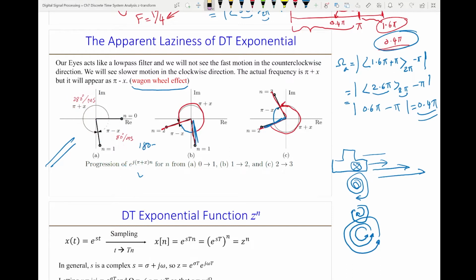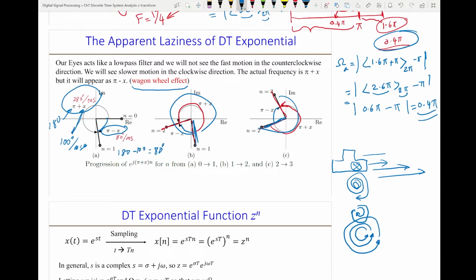And at what speed is it moving? Well, if it was moving here at a speed of 280 degrees per millisecond, that means x here is 100 degrees per millisecond, because pi is 180. So now we are going to see it moving actually in this direction. At what speed? It will be pi minus x. So that will be 180 minus x, which is 100. So that's 80 degrees per millisecond. So that's how it will appear to us. It was here, then from here to here, then from here to here.